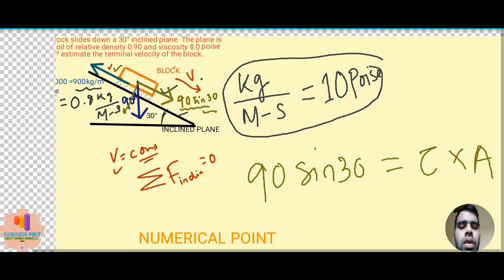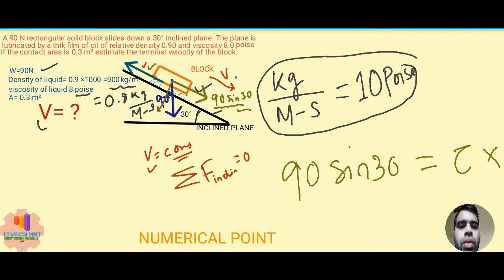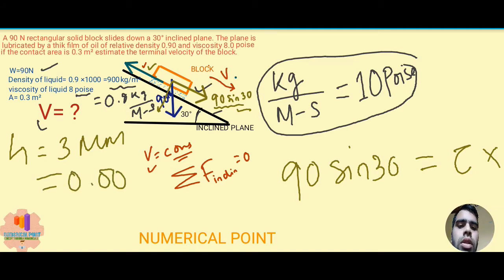So let's see the values given in the question. Mu is 0.8, A is 0.3, the velocity we need to find out, and h is also given. Sorry, the thickness of the film, h, is given in the question as 3 mm. I forgot to mention it here. So h is 3 mm, which we can write as 0.003 meter. So h is given, mu is given, A is given, V is asked.